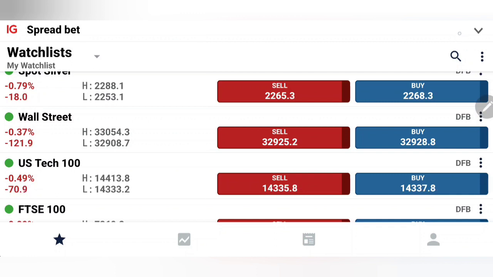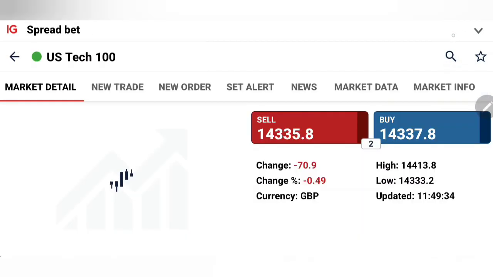This is the second update. Those who watched the first update would definitely have profited. With that, let's start. First Tech 100, followed by Dow Jones.